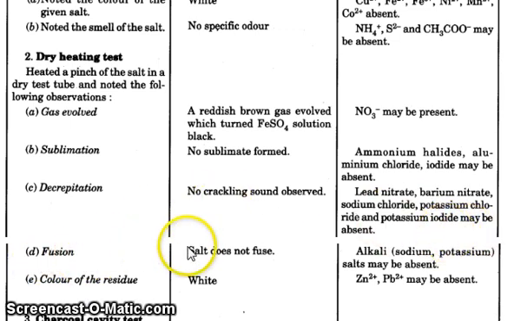Now you do the fusion. This is your experiment. And what do you observe? During fusion, the salt does not fuse. So what is your inference? Alkali, sodium, potassium salts may be absent. And then you can do the next experiment, color of the residue. When you did this experiment, you found white. So Zn2+ and Pb2+ may be absent. This is your inference on the basis of the experiment you observed.